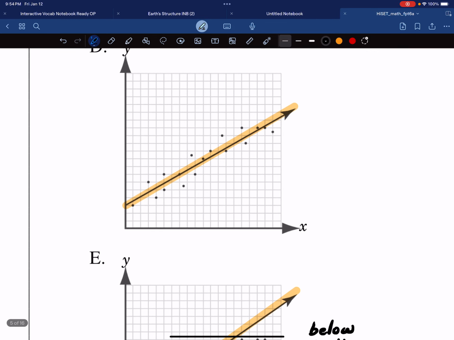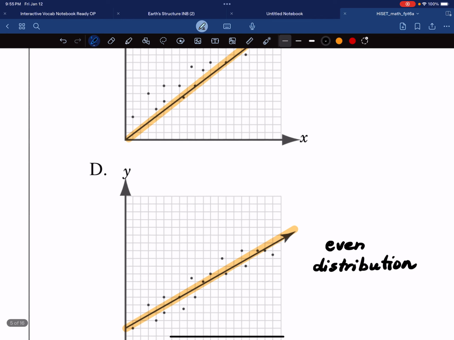If you look at D, you see that we have some above and some below, and we have one on the line itself. That is a good distribution. It is an even or fairly even distribution. You often see these types of graphs when you're talking about averages or mean, so that you are finding the line that represents the average of all the cases.